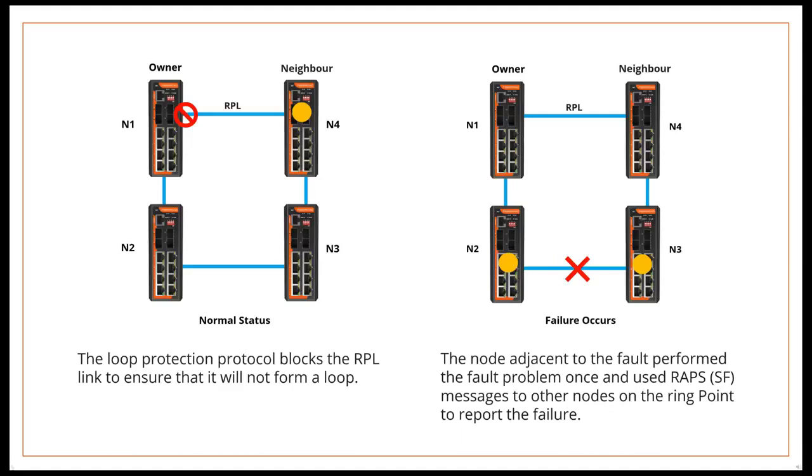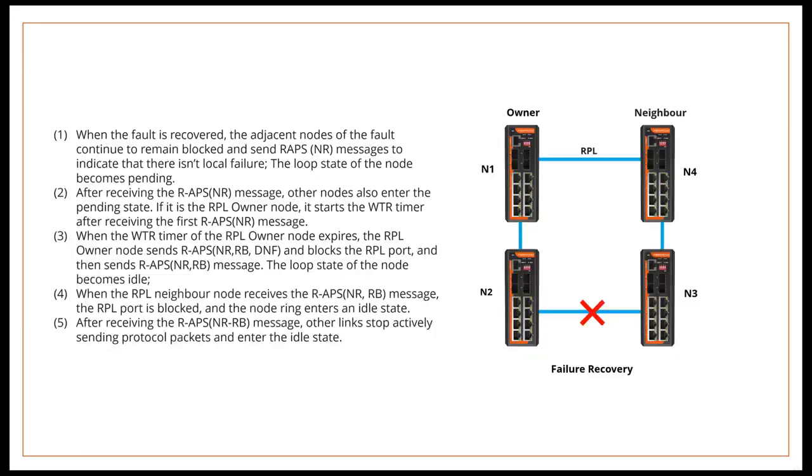The R-APS (SF) message also triggers all nodes to update their respective MAC table entries, and then the nodes enter the protection state. When the fault is recovered, the adjacent nodes of the fault continue to remain blocked and send R-APS (NR) messages to indicate that there isn't a local failure.